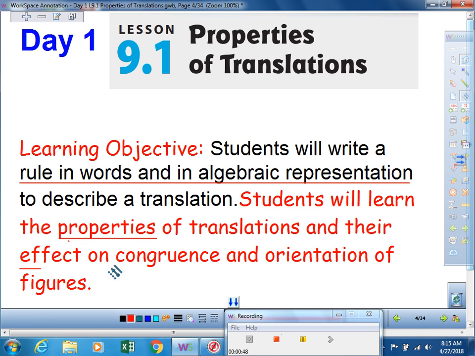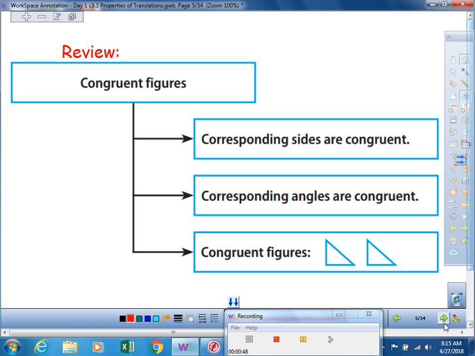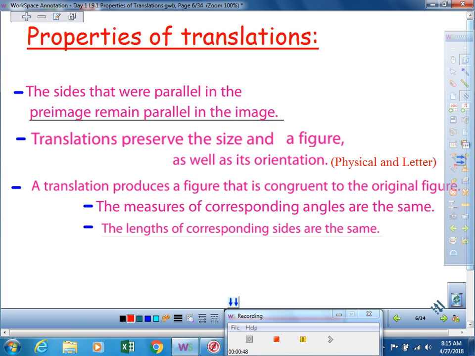All right, so let's look at, first we're going to look at properties. Then we're going to go to rules, and we're going to translate figures. So a congruent figure, corresponding sides are congruent. That means they're the same length. Corresponding angles are congruent. That means that they are the same angle measure. And so congruent figures are the same size and same shape. And you have that on your note sheet. These are the properties.